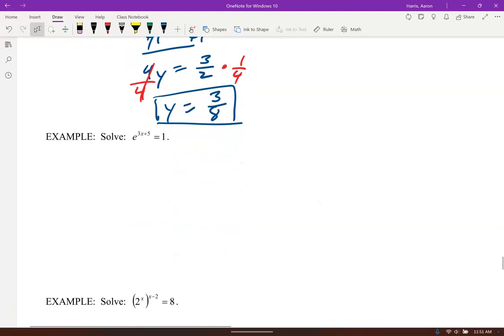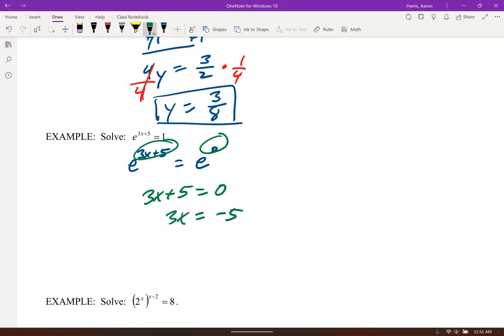All right, how about e to the 3x plus 5 equals 1? Well, probably the only way to really think about this is to think, well, how do I get 1 as a base e? Well, anything to the 0 is 1. So we know e to the 0 is 1. And then we can say, oh, 3x plus 5 gotta equal 0. Subtract 5 on both sides. Divide by 3 on both sides. So it looks like negative 5/3 would make that work for us, right?